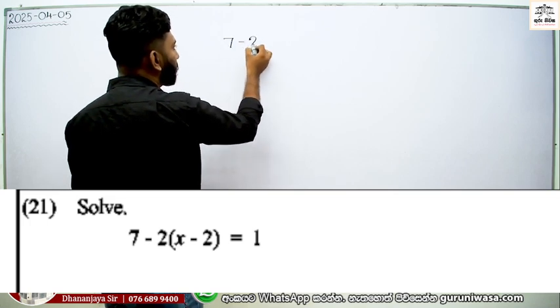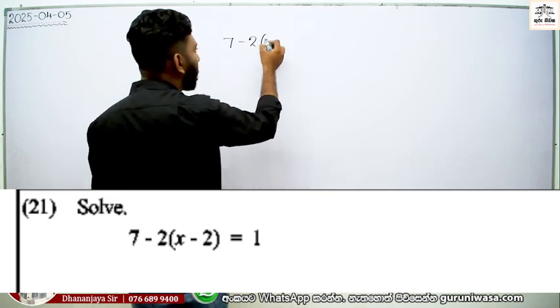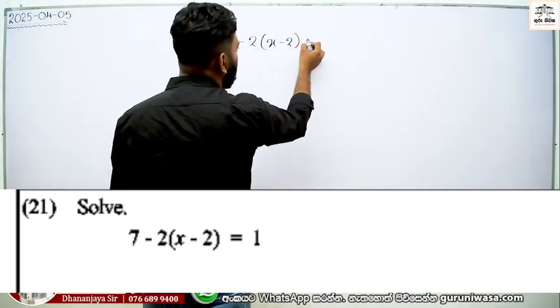7 minus 2 times x minus 2 equals to the what?